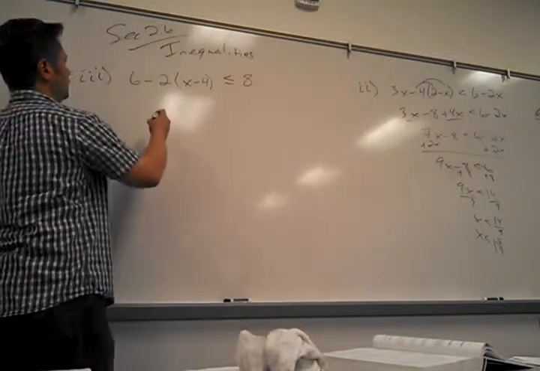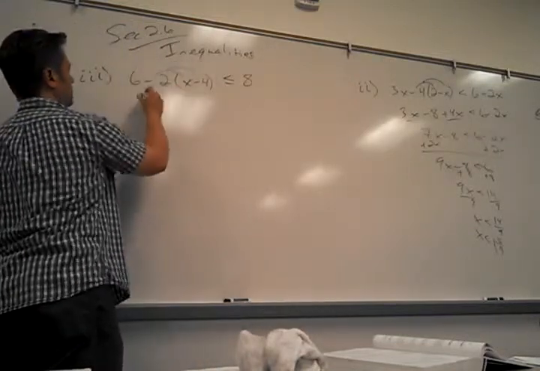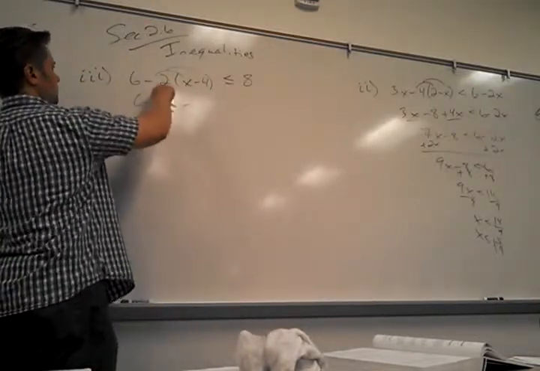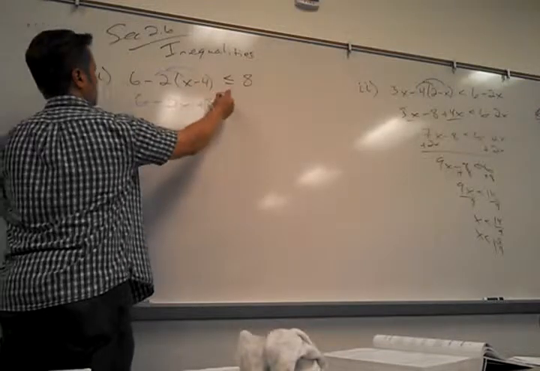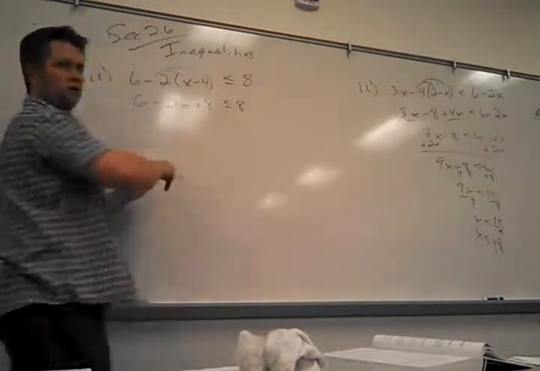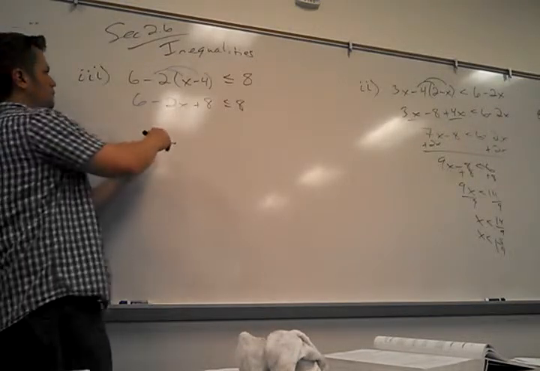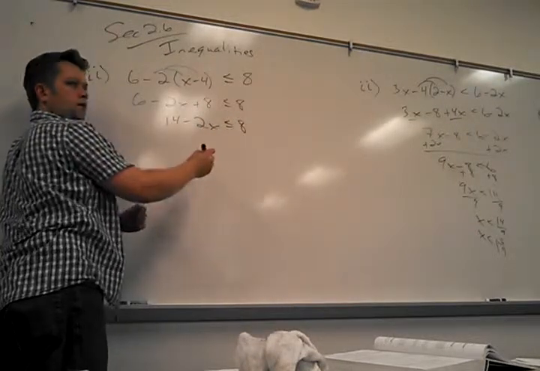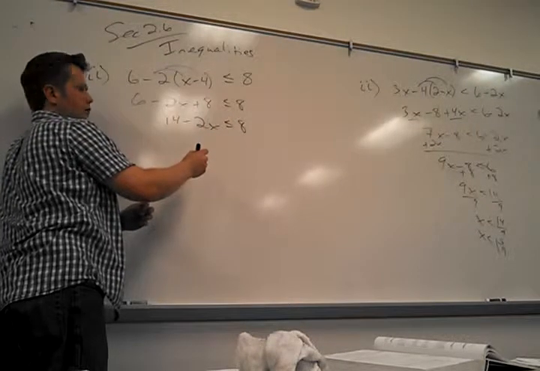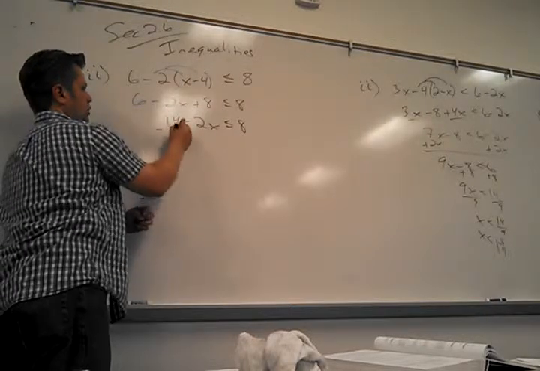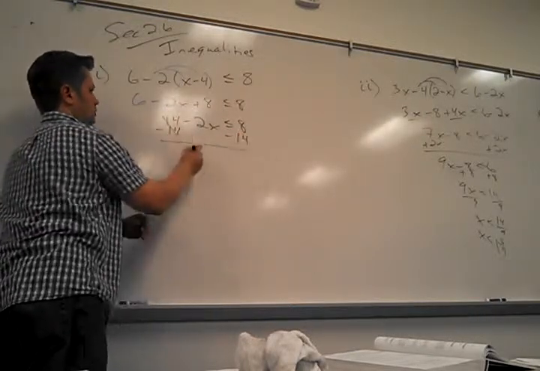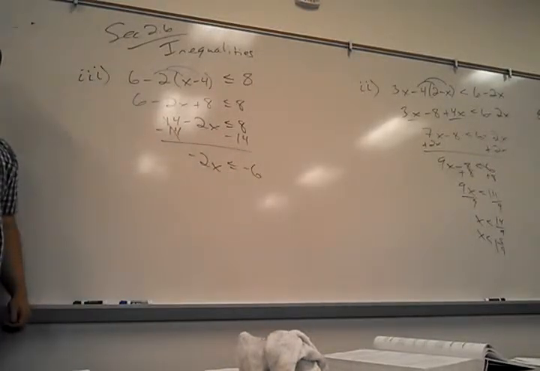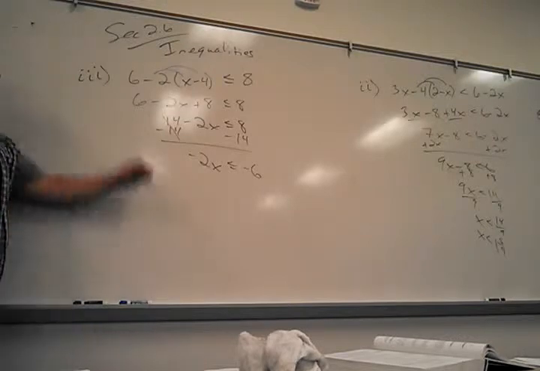Of course, I have to first distribute. That sucks. Let's just stay with it. 6 minus 2x plus 8. So there's a place where you could do that. Those go away, right? But just sticking by the book, I'll get 14 minus 2x. Six plus 8, right? And then I can subtract 14, good. That goes away. I get negative 2x less than or equal to negative 6. Is everybody good so far?